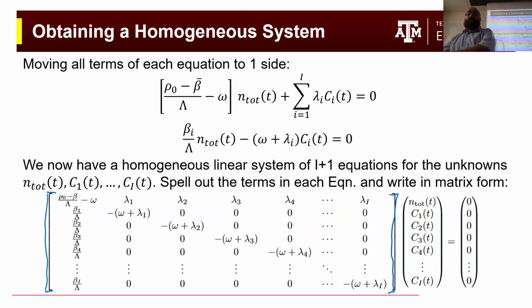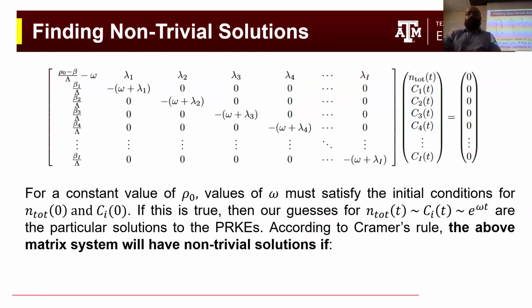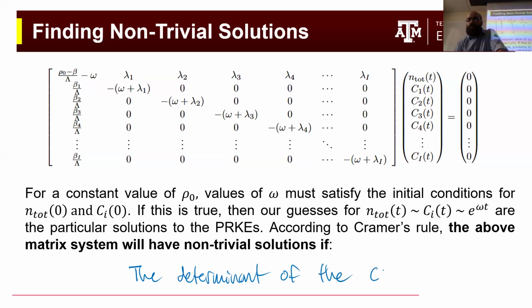Yeah, perfect. So we want to recognize that this is that kind of problem, and then we want to say that if we were to take the determinant of this coefficient matrix, then we get zero. So that's the next thing that we want to say. It's going to have non-trivial solutions if the determinant of the coefficient matrix is equal to zero.